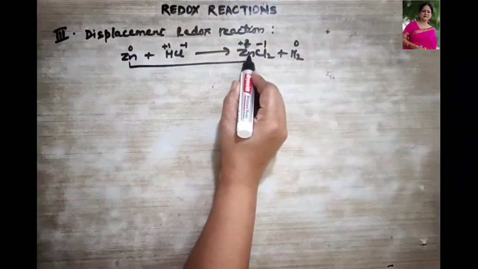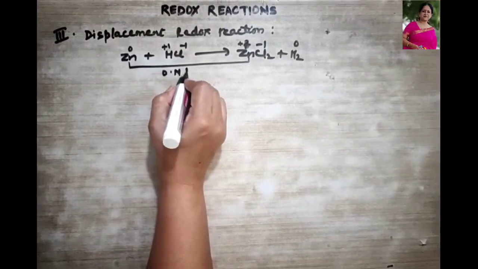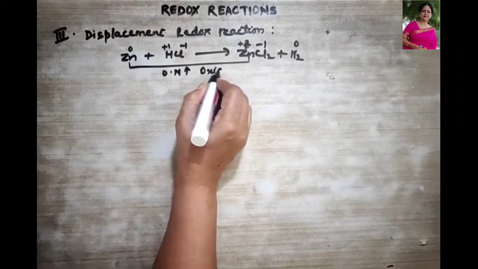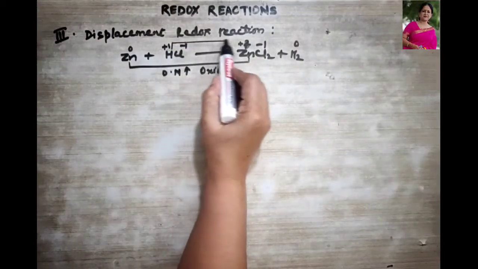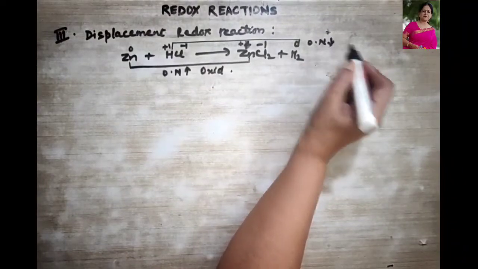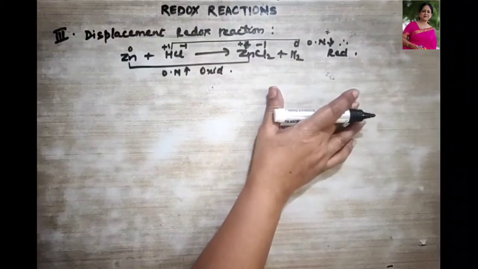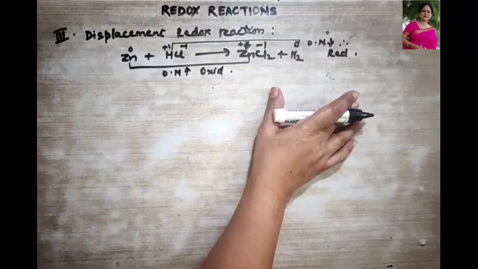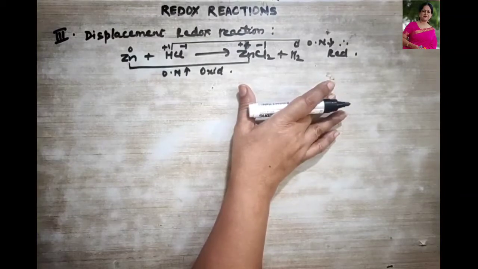So let's look at zinc. From 0 to plus 2, that means the oxidation number has increased, so it shows oxidation. Now look at hydrogen, from plus 1 to 0, the oxidation number has reduced, therefore it shows reduction. I hope this point is very clear. So what are the oxidizing agent and reducing agent? I hope that also you have understood.